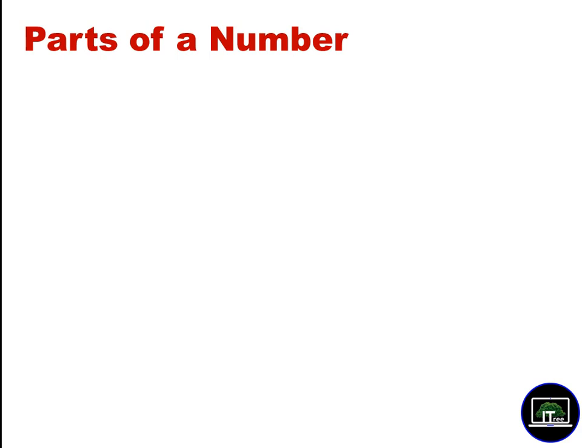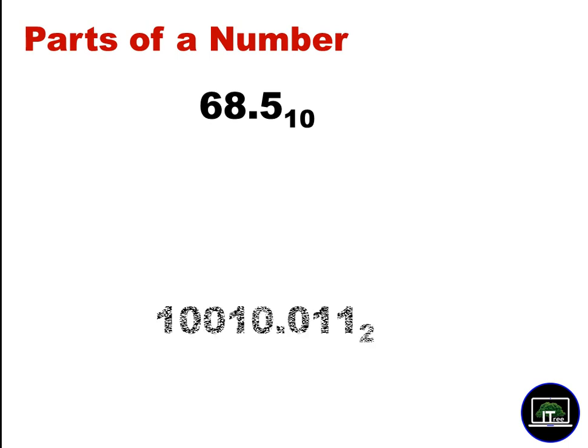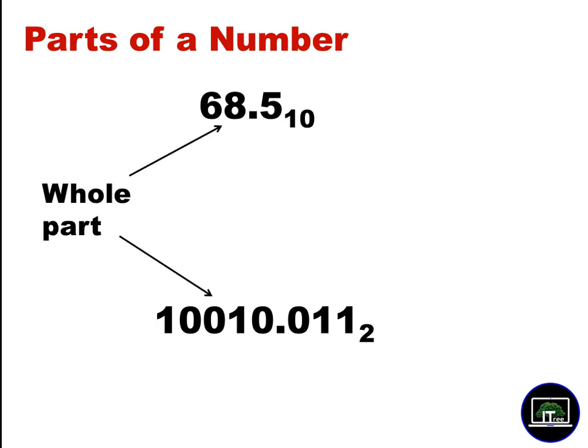Then we see how a number is built. Look at this number now. You can easily see that there are two parts. 68, that's the whole part. 10010, that's a whole part. The other part is called the fractional part. So a number will have two parts. One is the fractional part, the other one is the whole part.